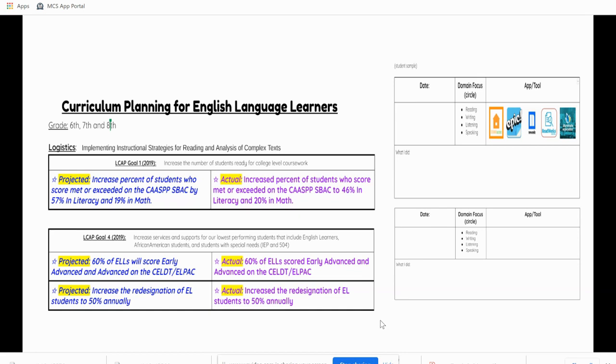Now, what I would like for us to do is to look at Envision Academy as a whole. Looking at LCAP goal number 1 for 2019, for 6th, 7th, and 8th graders, this is our focus. The goal was to increase the number of students ready for college level coursework. Obviously, that's what we're here for. We're here to teach students and to make sure that they are successful and they come back to us telling us how great life is, right? So the projection was to increase the percent of students who score met or exceeded on the CAASPP SBAC by 57% in literacy and 19% in math.